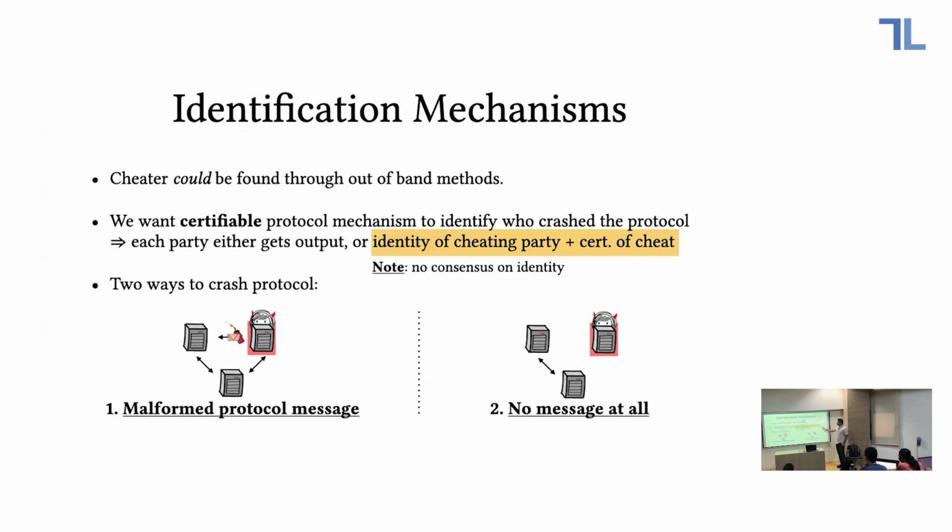And another important relaxation that I'm making is that there's not necessarily consensus on the identity. So let's say there are a lot of people and 2 of us observe a cheat, maybe we identify different people who cheated. Looking ahead, this is going to allow us to get around consensus, which is one of the properties that broadcast delivers. So please stop me and ask me if there are any questions at any point.